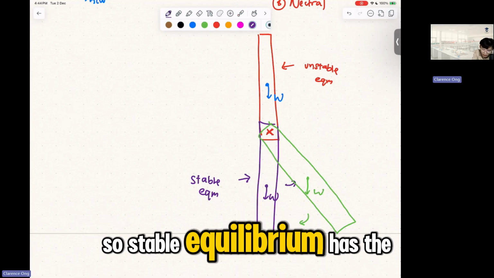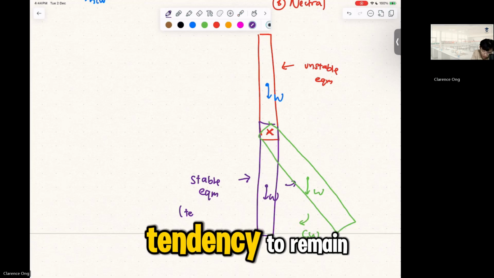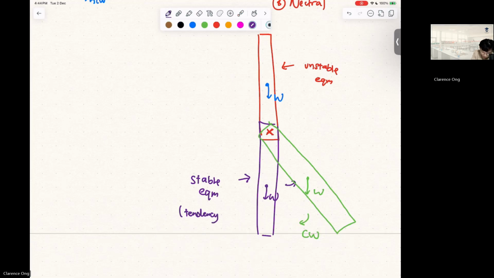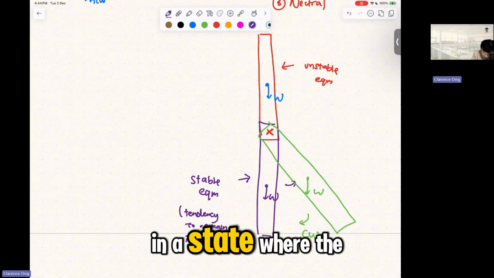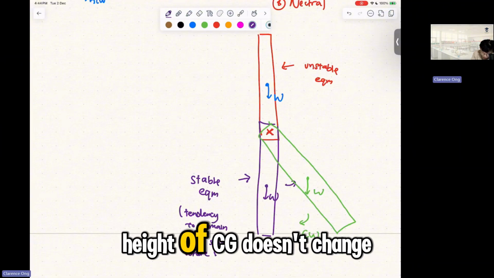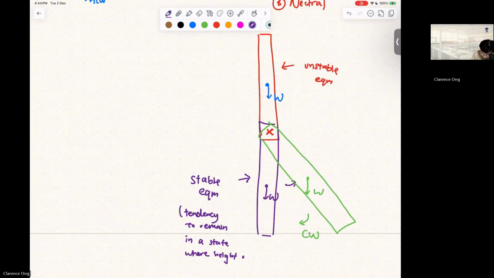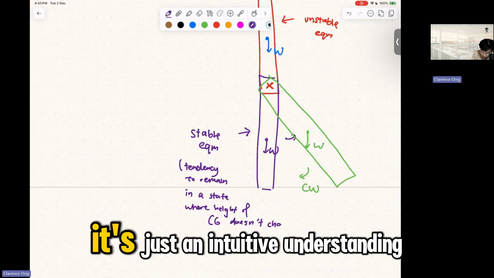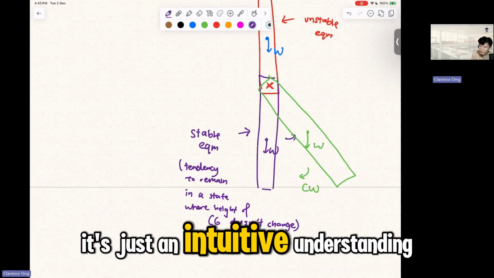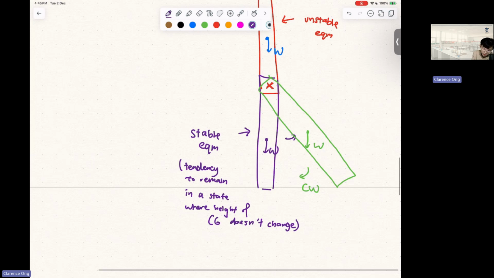So stable equilibrium has the tendency to remain in a state where the height of CG doesn't change. This is not the actual definition. It's just an intuitive understanding that you can have.